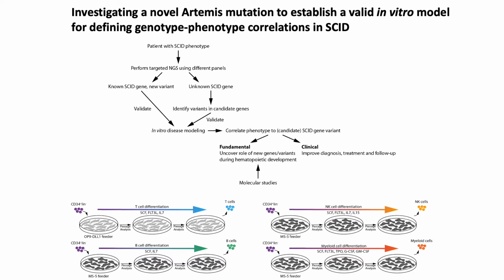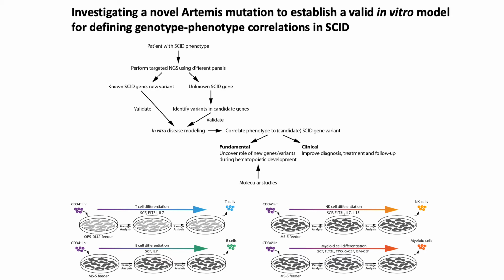When we encounter a patient in the clinic with a SCID phenotype, we perform targeted next-generation sequencing using different panels to reveal the underlying genetic defect. Here we can identify new variants in known SCID genes, but on the other hand, variants in candidate genes can be identified that are not yet known to cause SCID.